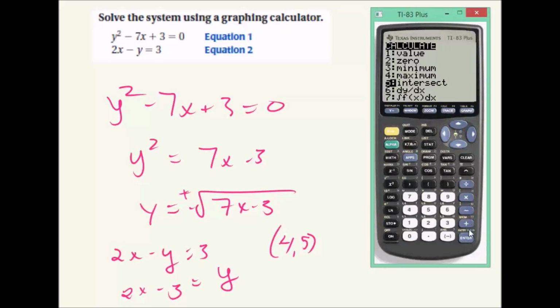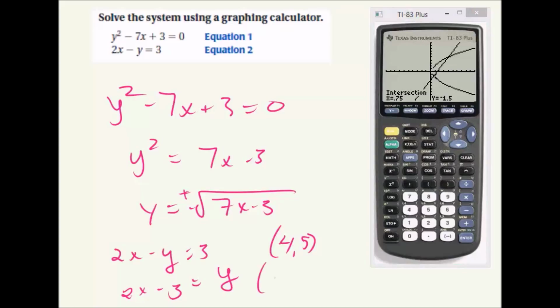So calculate, first curve. Yep, we want the first curve to be on that. Second curve, I can't tell where that is, so I hit left and right. Okay, yeah, that's what we want. And we get 0.75 or 3/4 and negative 1.5. Those are the two solutions for this system using a graphing calculator.